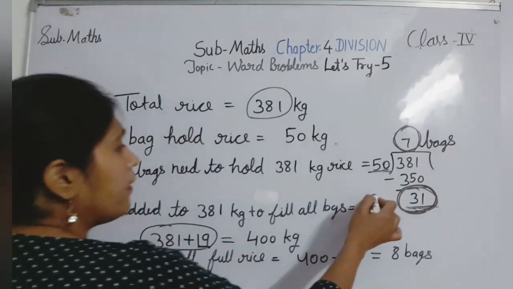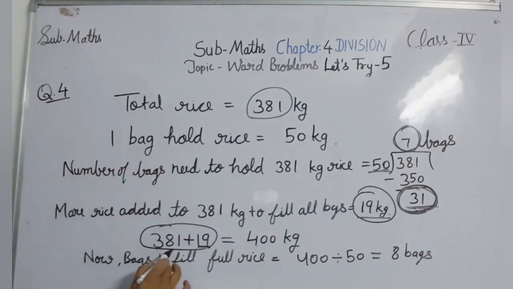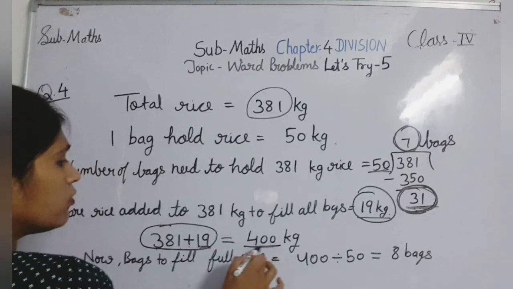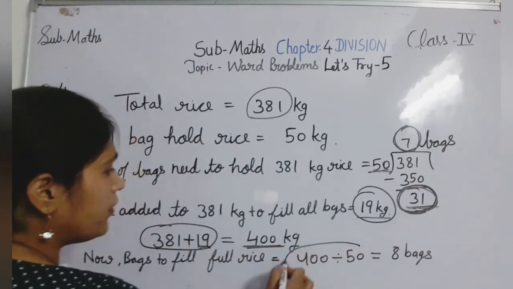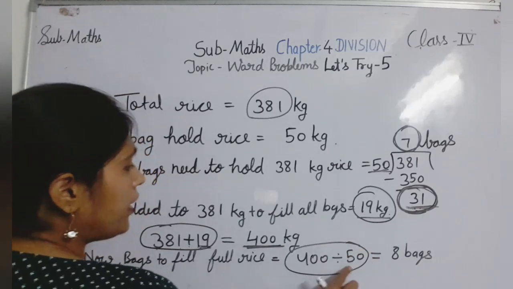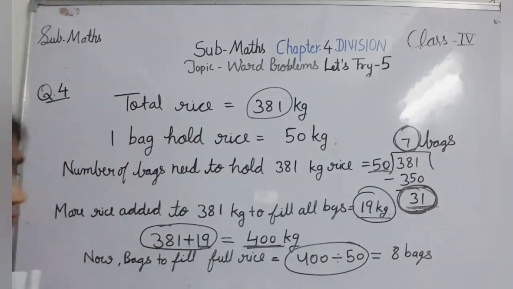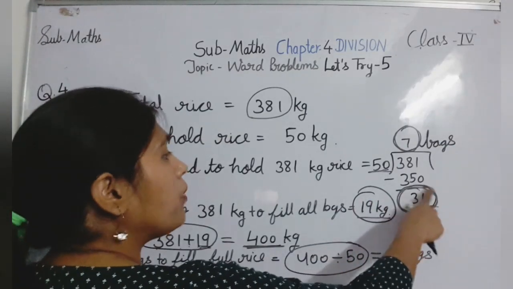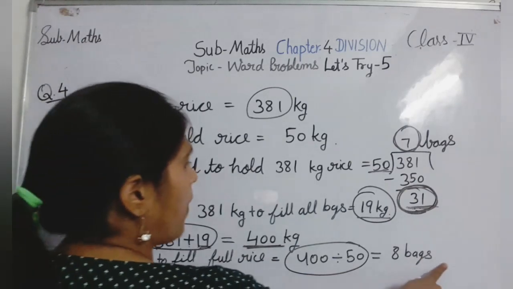So we will add 19 kg. If you add 381 plus 19, you will get 400. 400 is completely divisible by 50. So when you divide 400 by 50, there is no remainder. Yes, remainder नहीं आएगा, कोई भी rice left over नहीं रहेगा. So this time we need 8 bags.